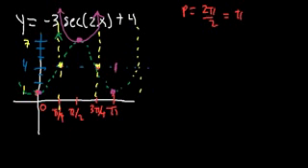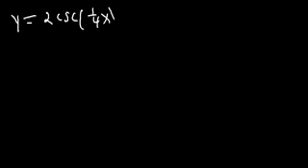Now, if we were to stop here, we should only have half of the graph. But if you want to continue, you could have the other half. And that's your secant graph. It's the purple line. You use cosine to help you graph it. So let's try another one like that. Y equals 2 cosecant 1 fourth x minus 1.